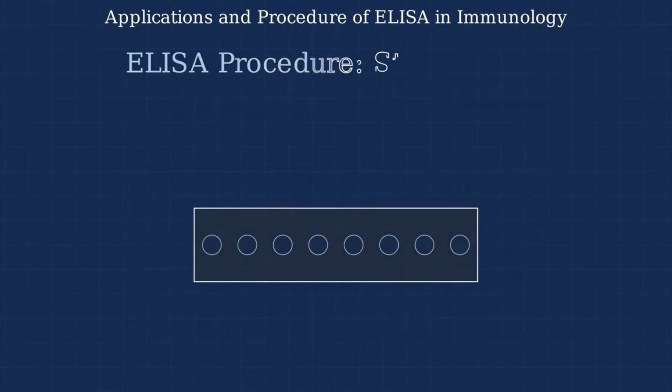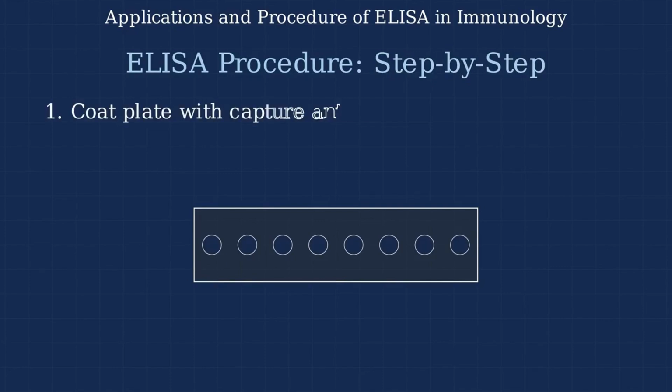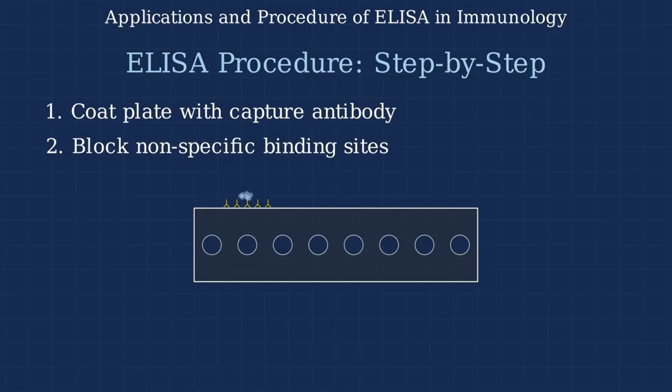The ELISA procedure follows several critical steps that ensure accurate and reliable results. First, the microplate wells are coated with a capture antibody that specifically binds to the target molecule. Next, nonspecific binding sites are blocked with proteins like bovine serum albumin or BSA.